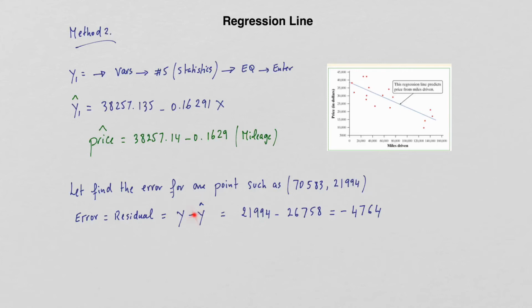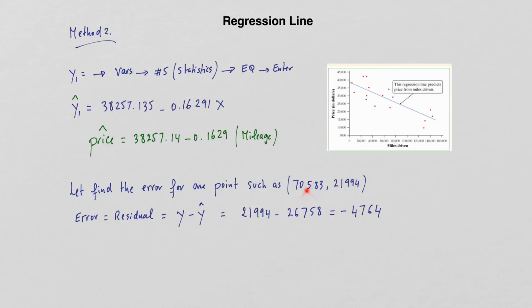Make sure you know how to do y hats. You just plug in this point. Don't plug it in here, because that is the observed. You've got to plug this one into your regression line to figure out the y value. It's called y hats or price hats. So that error happens to be negative, as expected, negative 4,764.